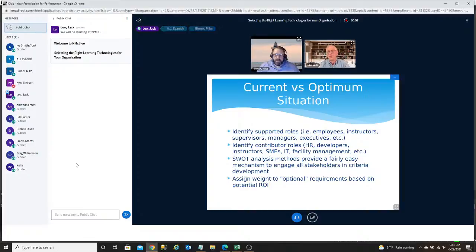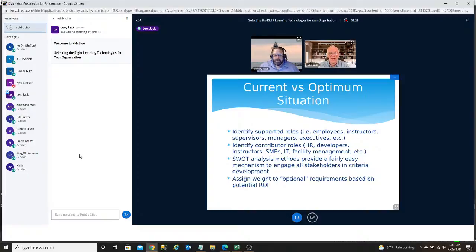Okay, so one of the first things we want to talk about today is addressing the current situation that a client might be in versus what they would consider the optimum situation. And one of the things that gets forgotten frequently is trying to involve all the stakeholders in the decision-making process, or even knowing who those stakeholders actually are or should be, depending on the organization.